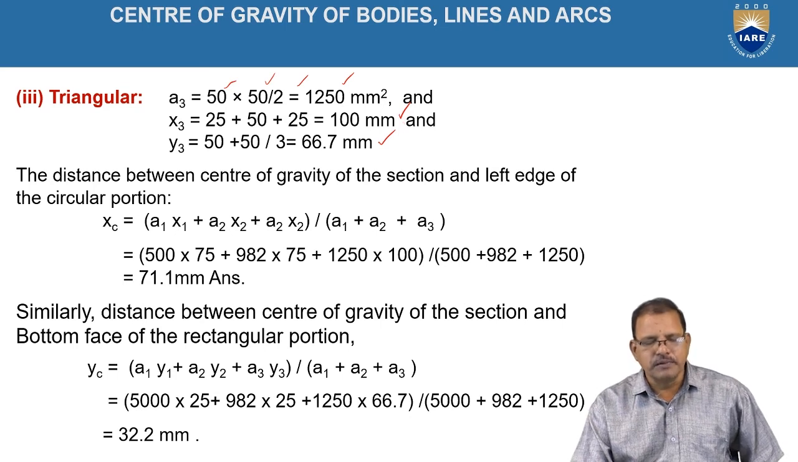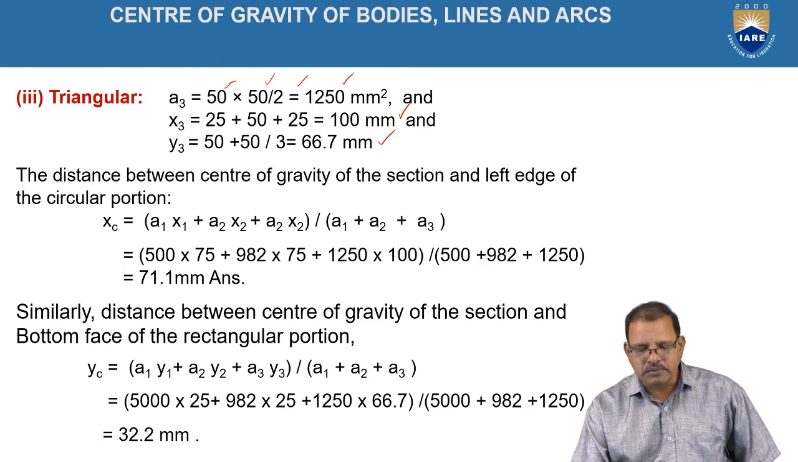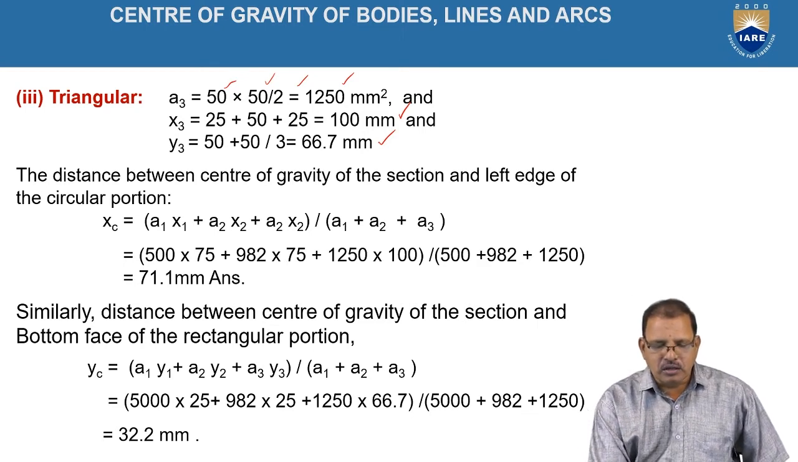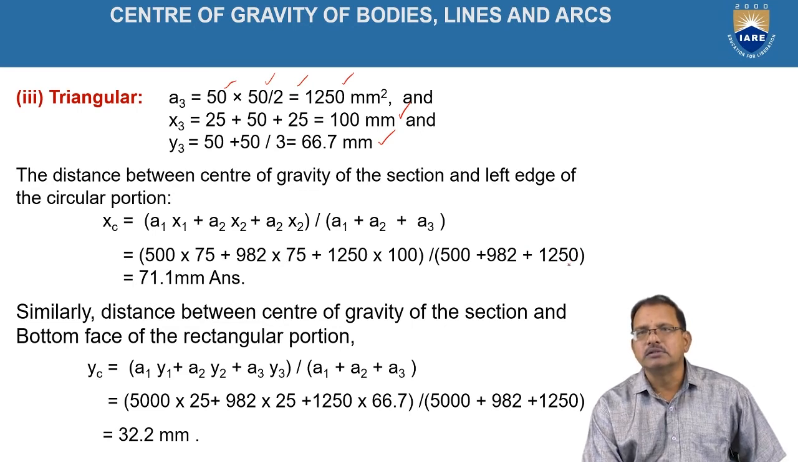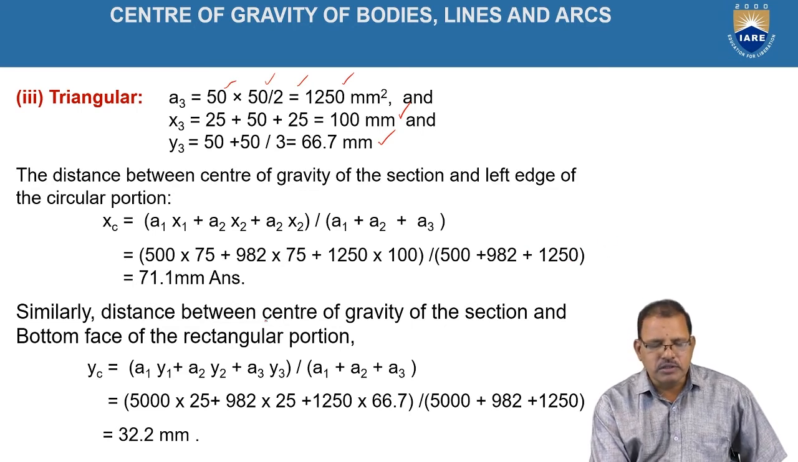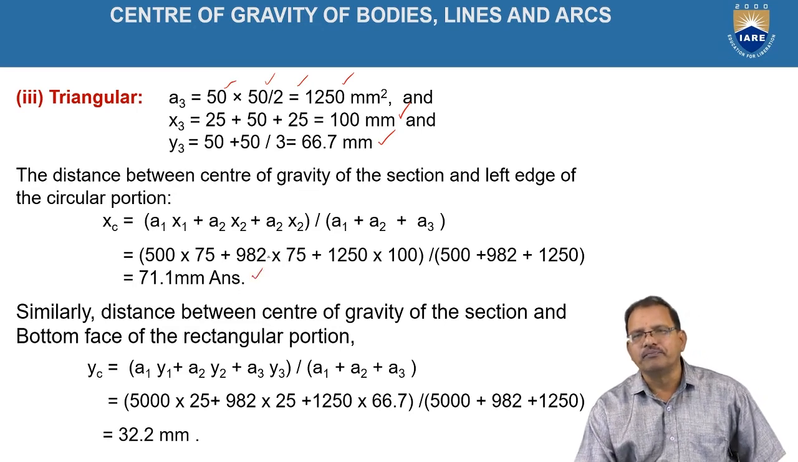So, the distance between the center of gravity of this section and the left edge of the circular portion is given by, since it consists of 3 parts, a1 x1 plus a2 x2 plus a3 x3 divided by a1 plus a2 plus a3, which is equal to 500 into 75 plus 982 into 75 plus 1250 into 100 divided by 500 plus 982 plus 1250, which on simplification gives 71.1 mm.